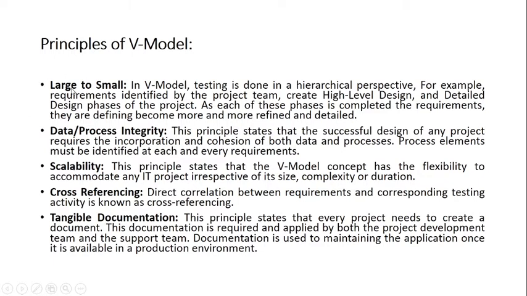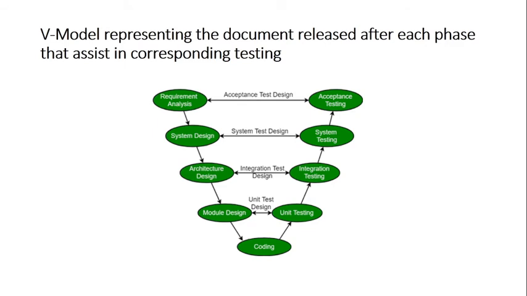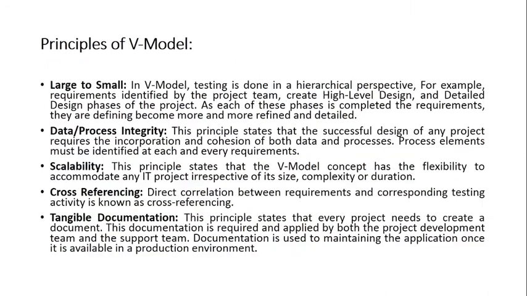The principle says the first one is large to small. We know that we are breaking our system, the large and complex system, into smaller modules. Smaller modules in the sense, you can see we are dividing requirement analysis, we identify the modules, we prepare the overall design, then we prepare the architectural design for that. That means subsequently we are breaking our system into smaller parts. Low level design is prepared here, right? So from large to small, so that individual modules can be explored and implemented properly.